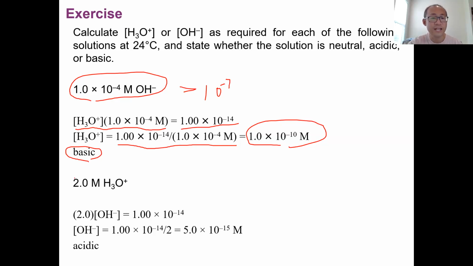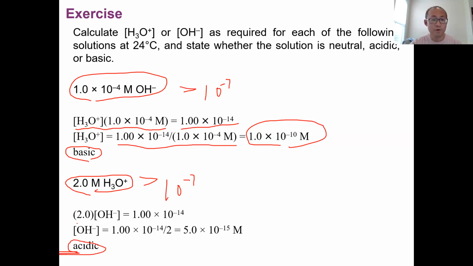Okay, so the second example tells us the proton concentration is 2.0 molar. 2 is a large number, so definitely greater than 10 to the negative 7th. If that's the case, we know proton concentration will be greater than hydroxide concentration. That means the solution is acidic. Okay, acidic, we term that.